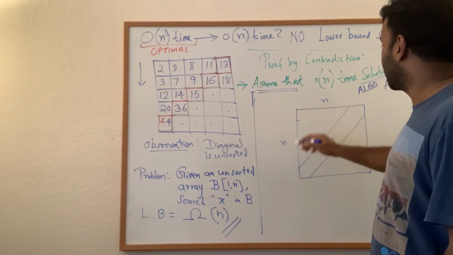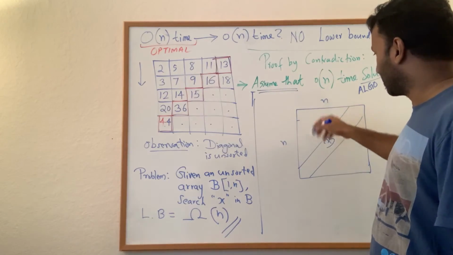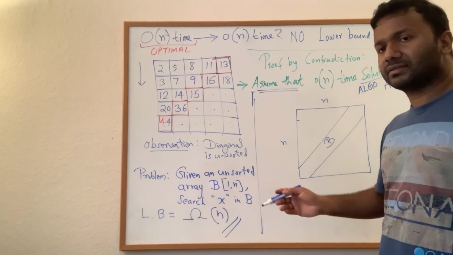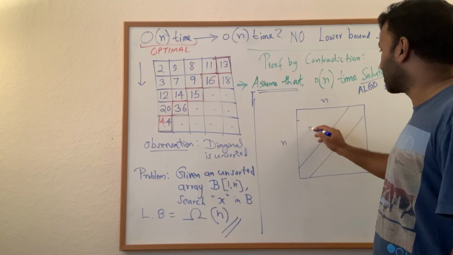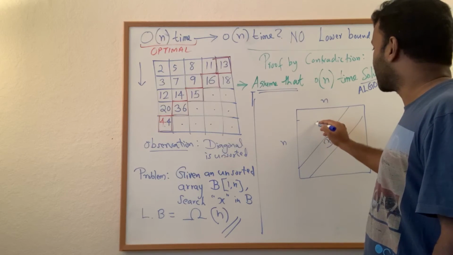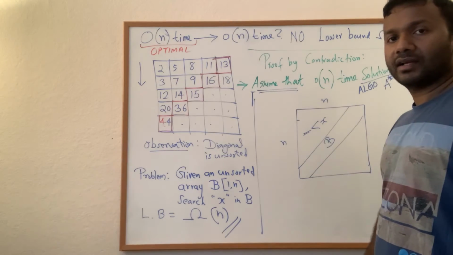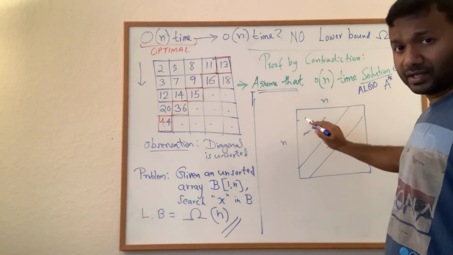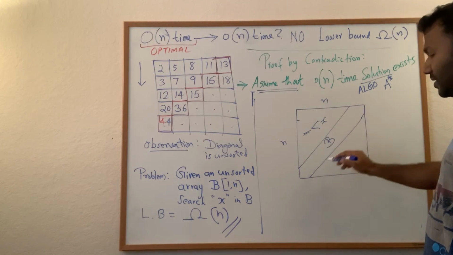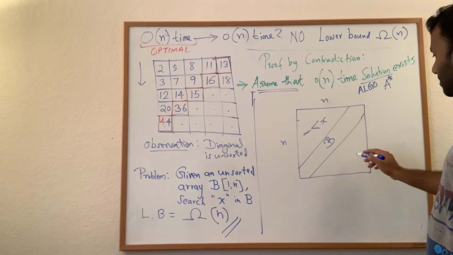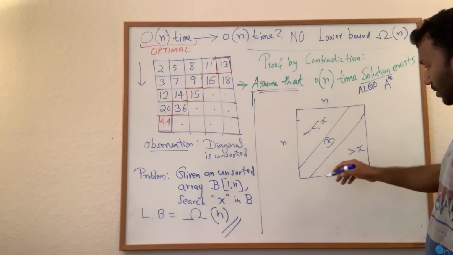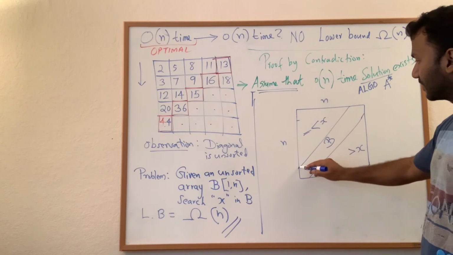Then I will fill these cells with some random numbers, but I should make sure that all the numbers are strictly less than x, and they are in sorted order, row wise as well as column wise. Similarly, I will fill this portion with some numbers, but I should make sure that all the numbers are greater than x, and also they are in sorted order, row wise as well as column wise.